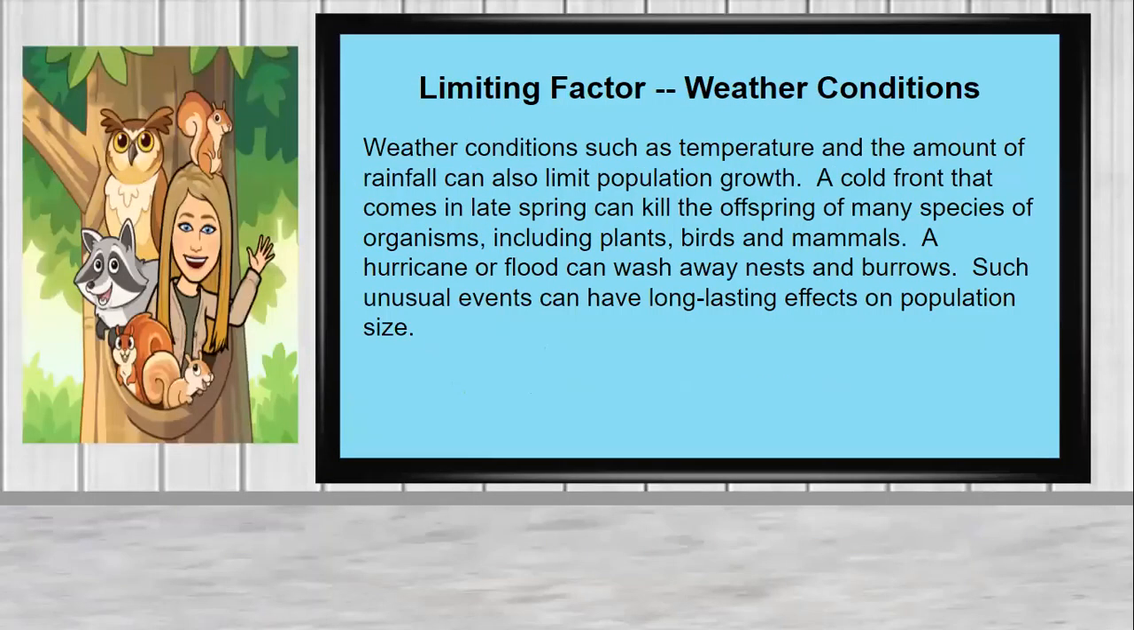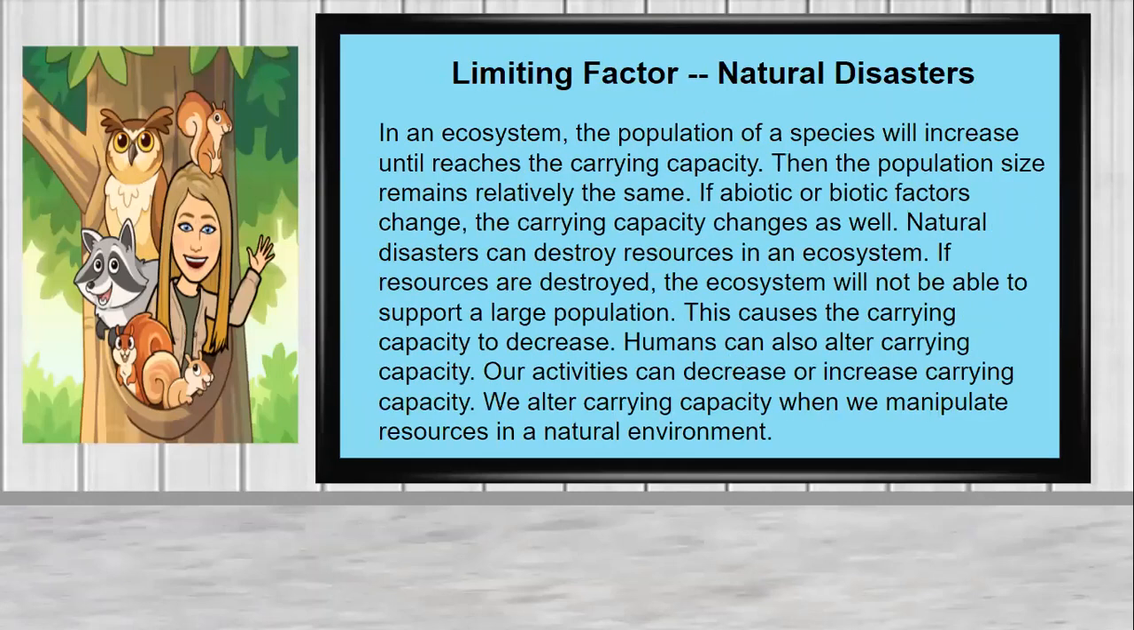Weather conditions. Weather conditions such as temperature and the amount of rainfall can also limit population growth. A cold front that comes in late spring can kill the offspring of many species of organisms, including plants, birds, and mammals. A hurricane or a flood can wash away nests and burrows. Such unusual events can have long-lasting effects on population size. That's going to lead us right into our next one, the limiting factor of natural disasters.